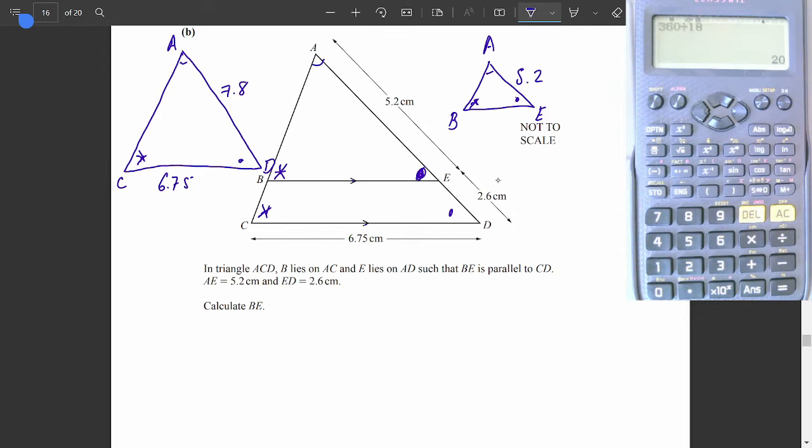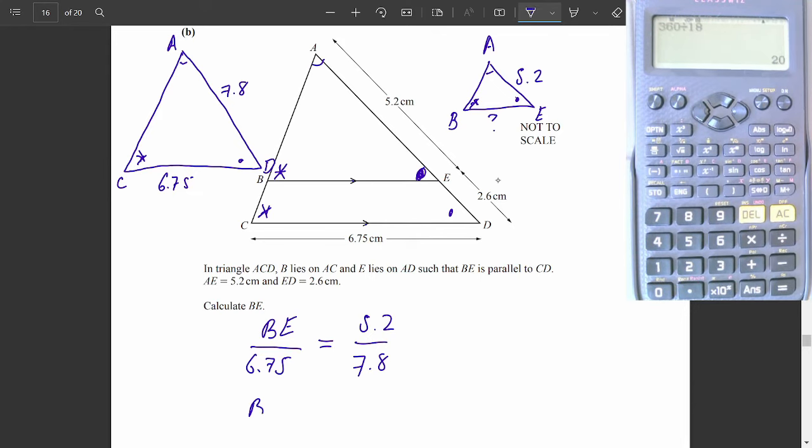We need to work out BE. So let's write that down. We want to know what is BE. Okay. The corresponding side to BE over here is 6.75. So if we divide BE by 6.75, the ratios are the same. It would be the same for the other side. We have 5.2 over 7.8. Okay, that's the feature of similar triangles. The ratios of the sides are the same.